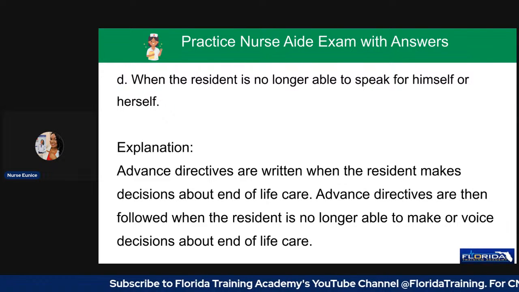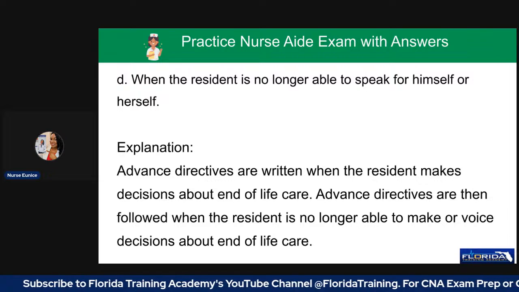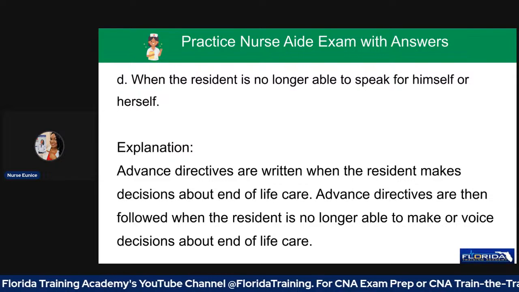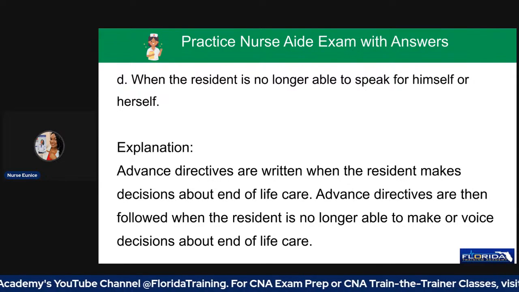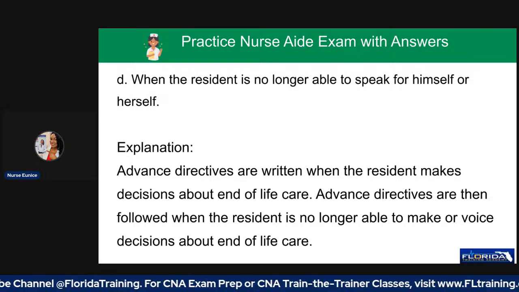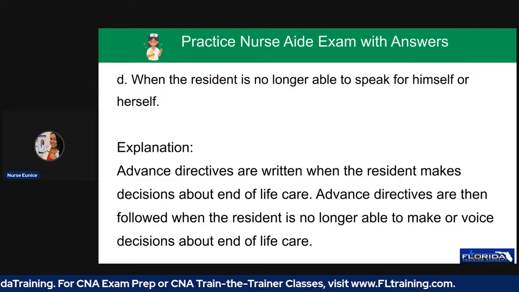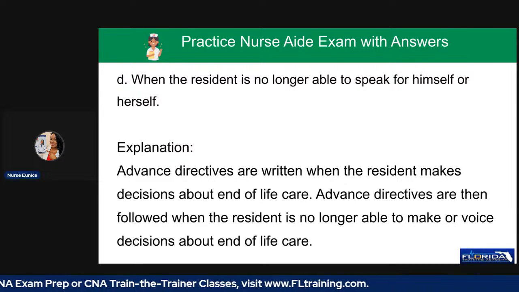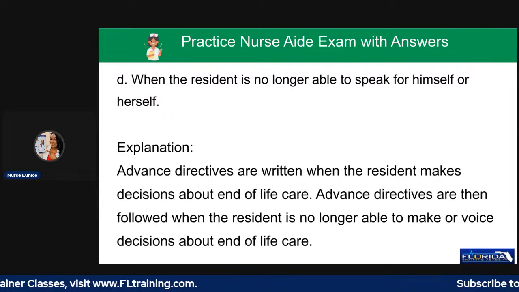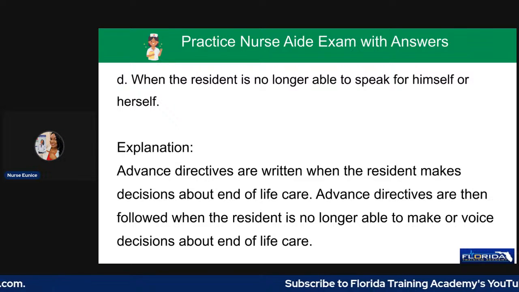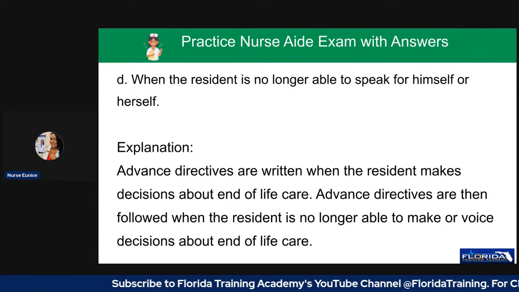All right, so this would be directions. If you're unable to speak on your own behalf because of illness or injury, you're going to put your wishes on paper. Okay, and so this is a legal document that goes into effect when the resident is no longer able to speak for her or himself. And so, again, we just talked about it being a written document, and it allows the resident to make decisions about end of life care.